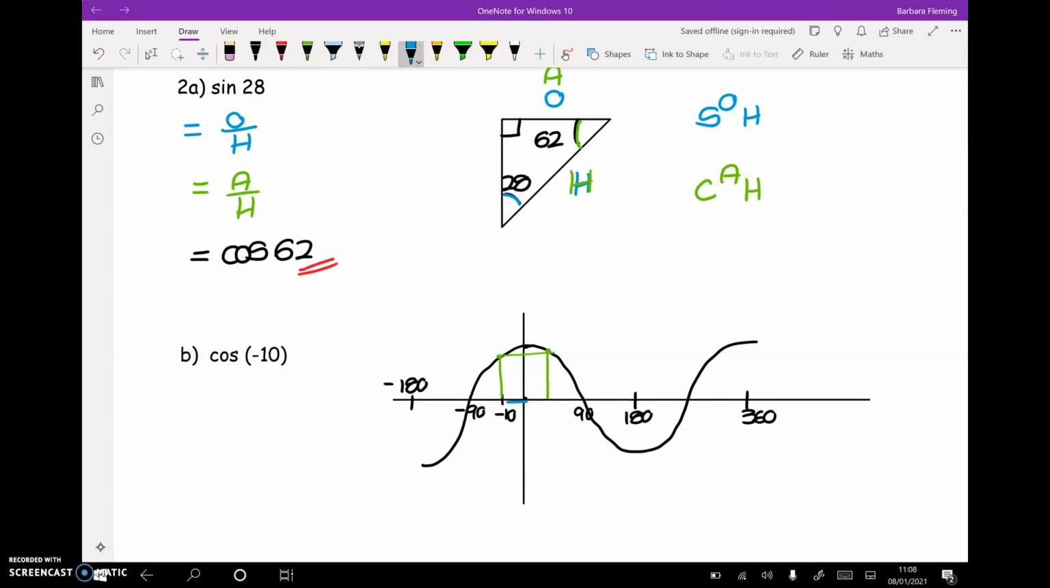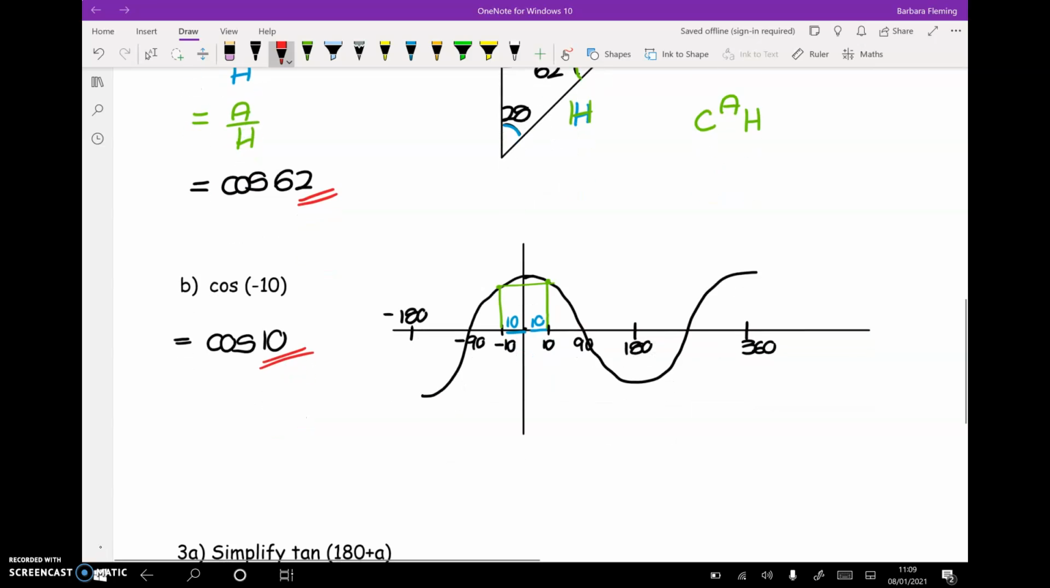The distance between your 0 and minus 10 is 10. The distance out here, all symmetrical, is 10. So you've got 10 in there. So cos of negative 10 is the exact same as cos of 10. Type it into your calculator, you're going to see they match.